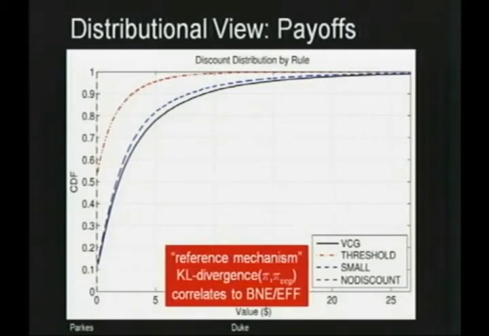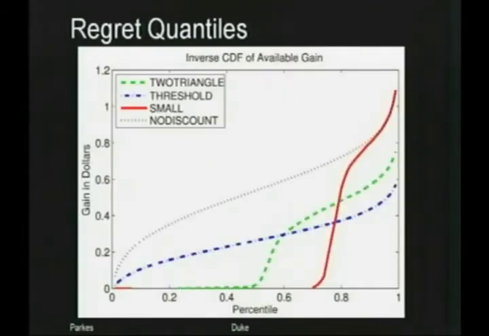So one thing that we found, this is a UAI paper from 2009, is that if you take the KL divergence between the VCG reference mechanism with this distribution and these other mechanisms, that is indicative of how far the Bayes-Nash equilibrium deviates from being truthful. But then the other thing that we did was we plotted the regret quantiles. So we looked at the distribution of regret to agents in these systems.